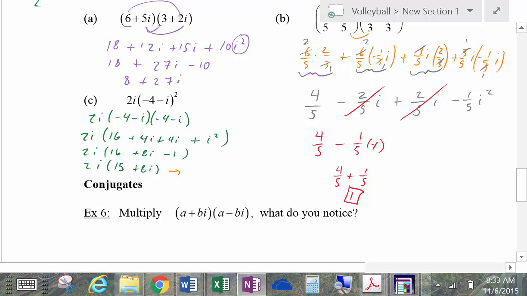Then we distribute the 2i. 2i times 15, 30i, then 2i times 8i. All right, so that becomes a negative 16. Good, and we have to write that first. Negative 16 plus 30i. Do I need to factor out the negative, or factor out the 2? No, that's simplified. We perform every operation we can. Good, any questions about any of this?